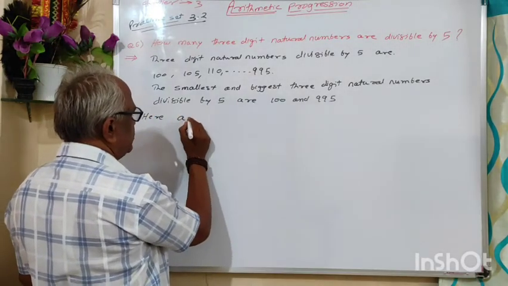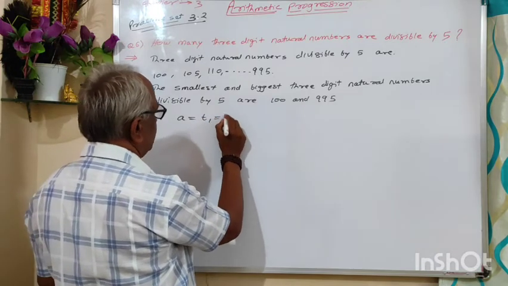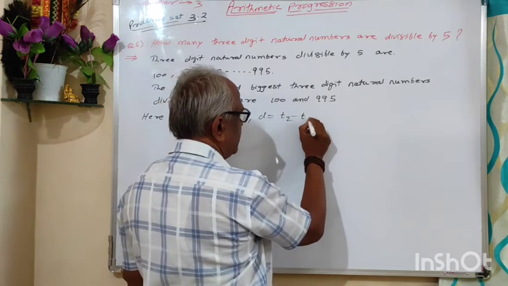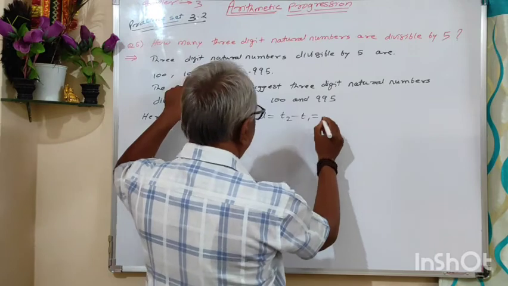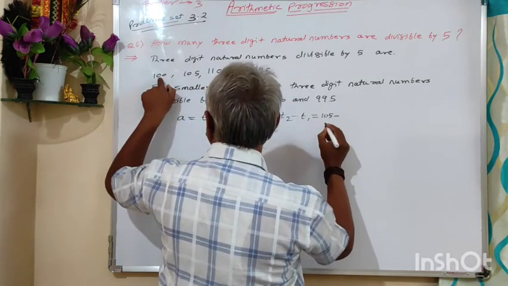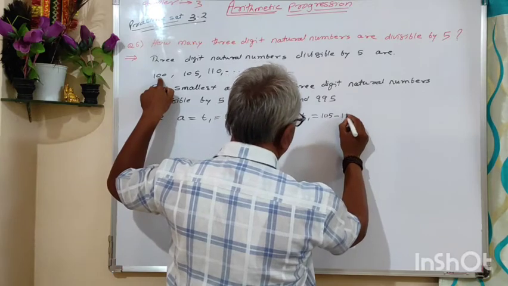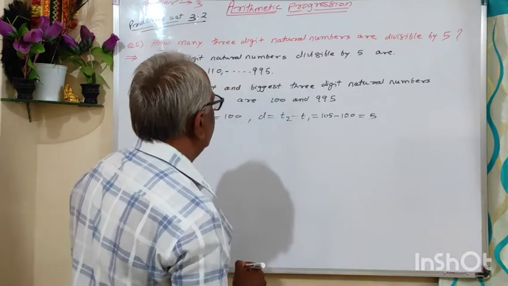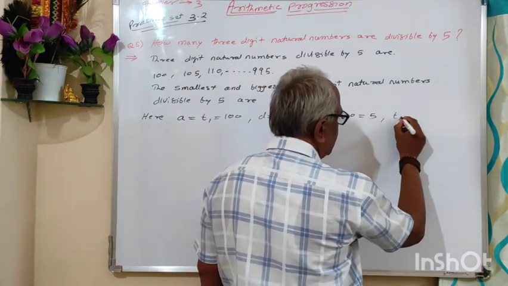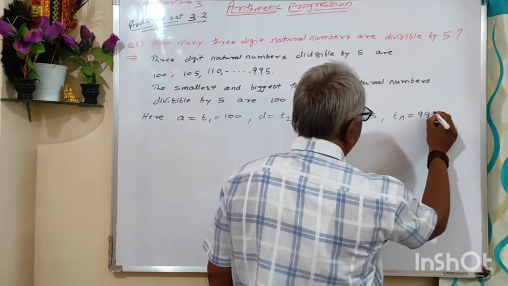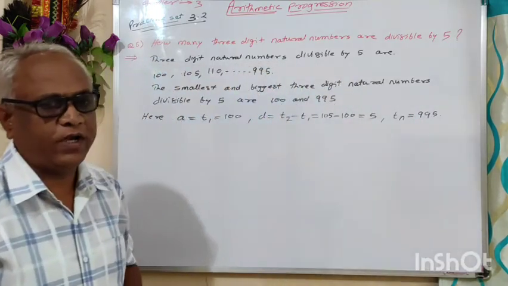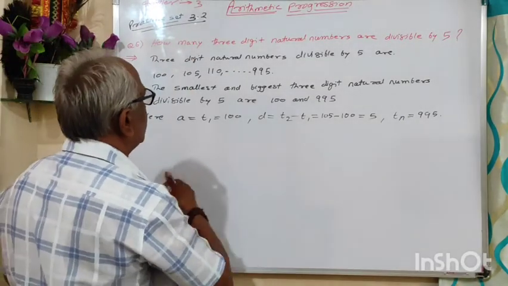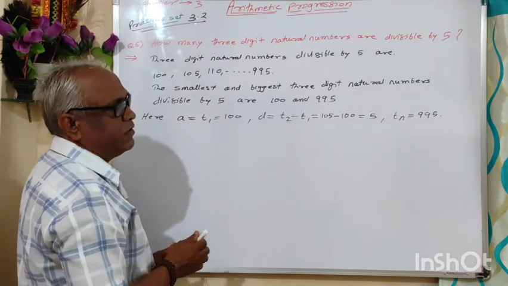Here A, that is the first term T1, is equal to 100, and the common difference D is equal to T2 minus T1. T2 is 105 and T1 is 100, so 105 minus 100 is 5. And Tn, the last term, is given: Tn is equal to 995. Here we are going to find n, that is the number of terms. How many terms are there which are divisible by 5?